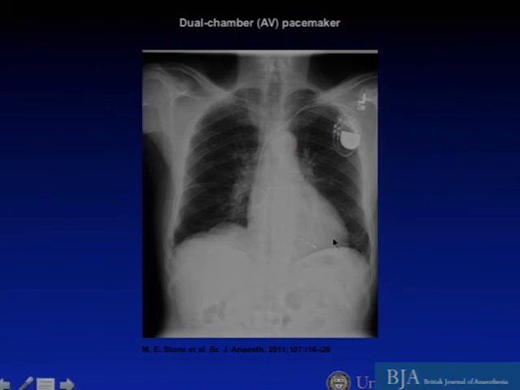In this example, you can see two leads emanating from the subclavian generator, and you can see one terminates here in the atrium and one continues to a ventricular position. So this would be an example of a dual chamber AV pacemaker.